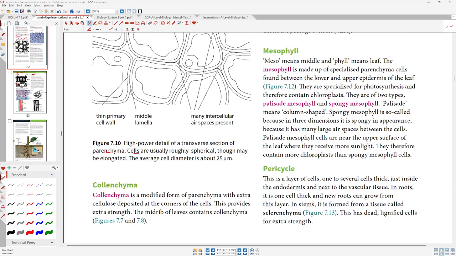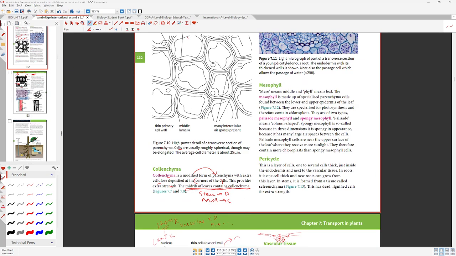So over here we're talking about collenchyma being a modified form of parenchyma with extra cellulose deposited in the corners of cells, which provides extra strength. The midrib of the leaves contains collenchyma. So I suppose since the stem contains parenchyma, the midrib of the leaf will contain collenchyma. I'm guessing that's just how it works.